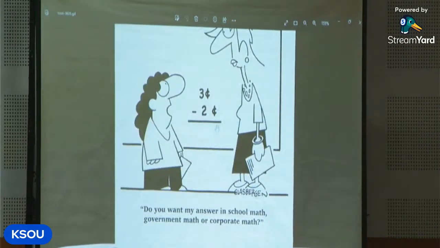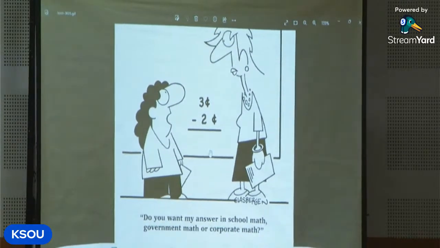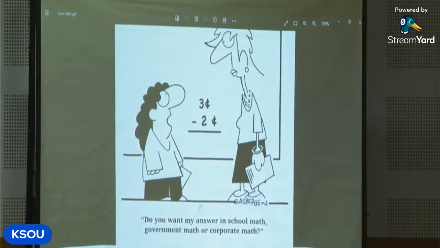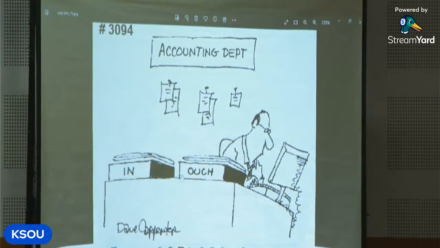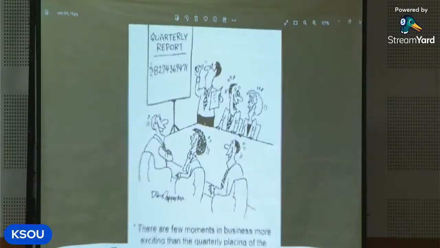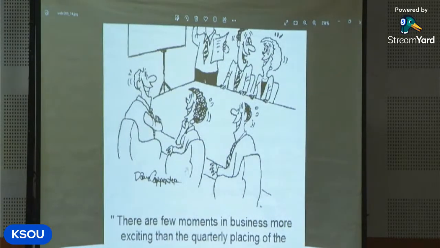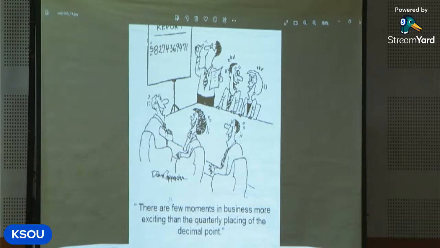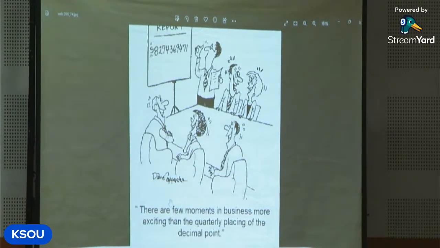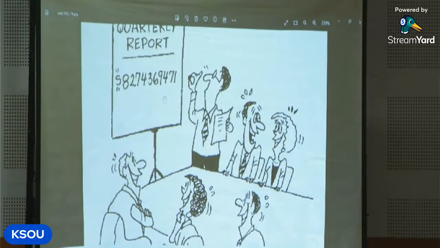How much is 3 minus 2, sir? 1. But the student is very prompt. He says, do you want me to answer according to my school mathematics or government mathematics or company mathematics? Each one can be different. And this is interesting. In, it's no more out. It is ouch. Now, they're discussing something. Please see the happiness and excitement in their faces. And this is what they say: there are few moments in business more exciting than the quarterly placing of the decimal. They're trying to identify where to put the decimal in profits.